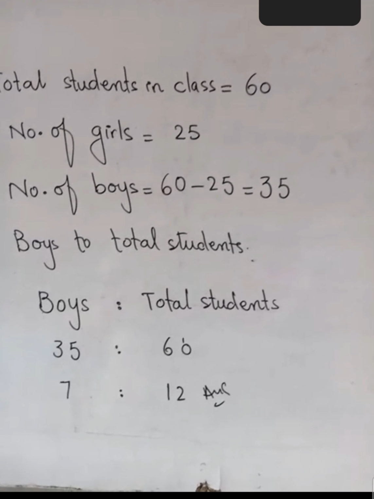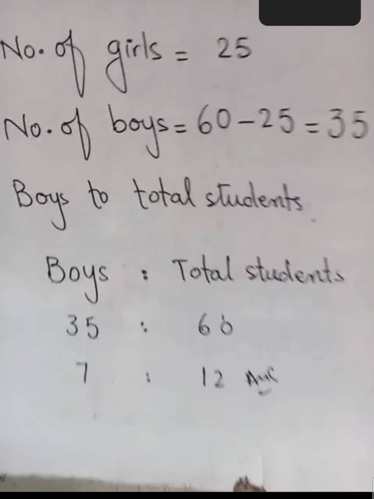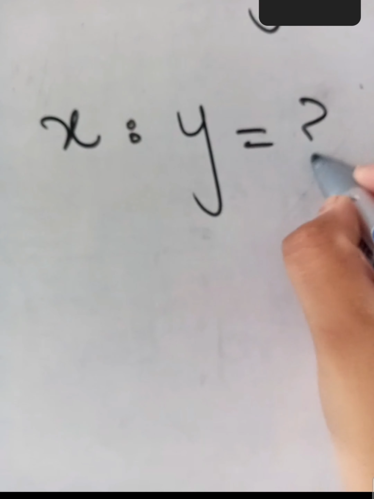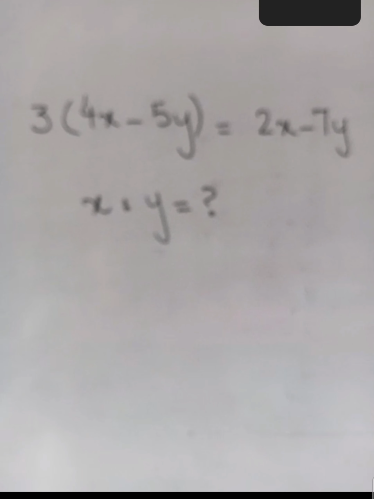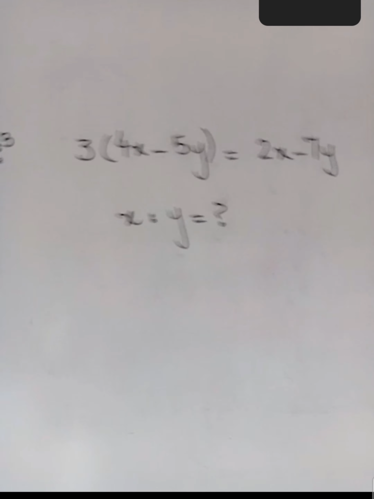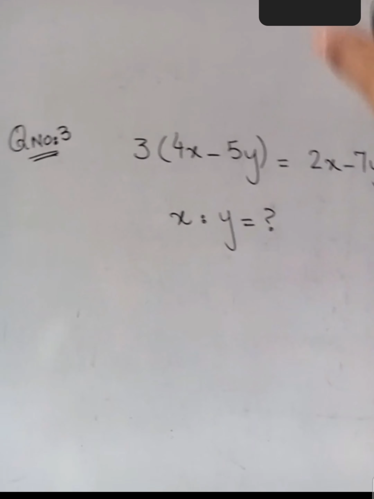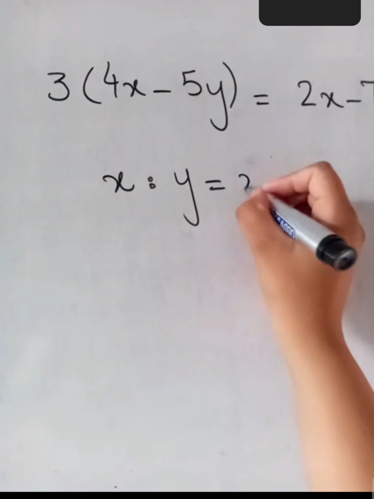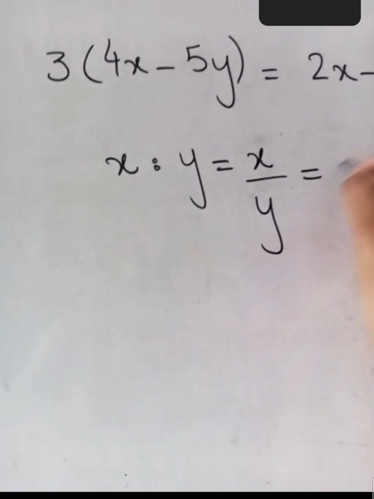Okay, part 2 you will do later, not now. Now come towards question number 3. In question number 3, they are saying 3 times (4x minus 5y) is equal to 2x minus 7y. What we have to find out? X ratio y. Okay, it is just a relation. We will solve it and find x ratio y, which means x by y. You can also write it here, x by y.